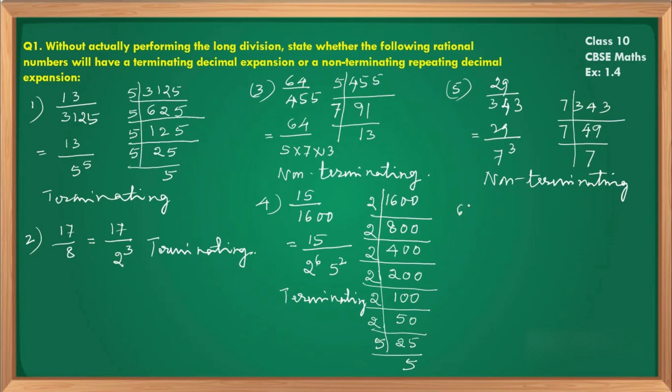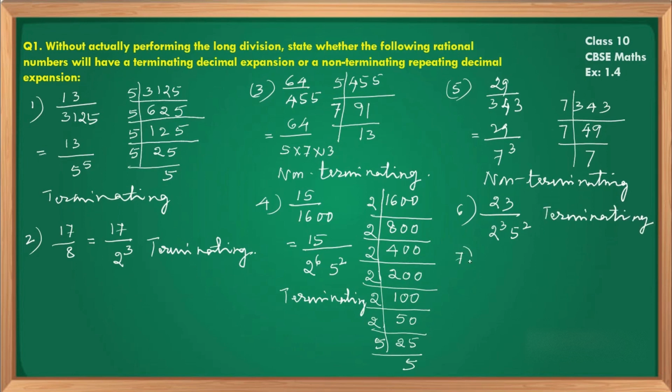Now the sixth question. 23 divided by 2 cube and 5 square. This is the question. Now it is easy for you because they are already having 2 and 5 in the denominator and there is no working required. You can straight away write down it is terminating.